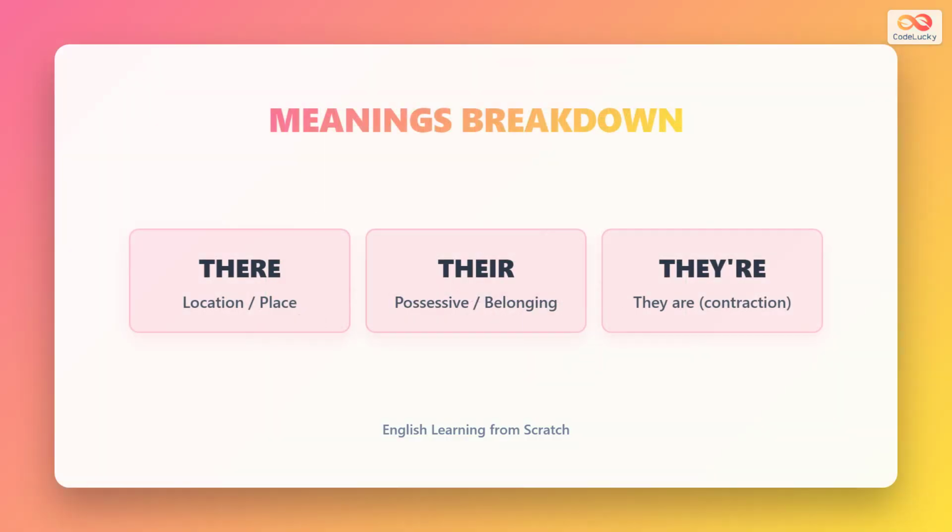Here are the 3 meanings. First, there. There is used to indicate a location or a place. It answers the question where. Second, there. There is a possessive adjective. It means belonging to them. You use it before a noun to show that something belongs to a group of people. Third, they are. This is a contraction, which means 2 words combined into one. They are becomes they are with an apostrophe. You use this when you want to say that a group of people are doing something.